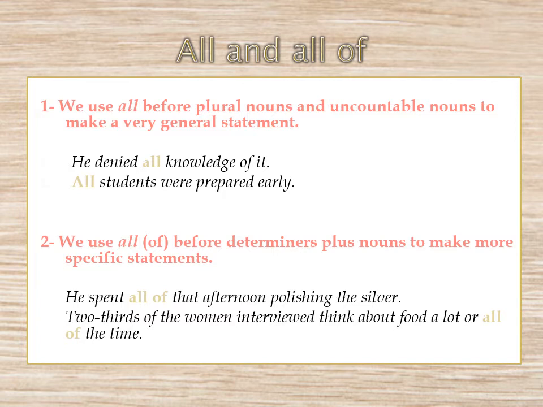We use all of before determiners plus nouns to make more specific statements. For example, he spent all of that afternoon polishing the silver. Or, two-thirds of the women interviewed think about food a lot or all of the time.